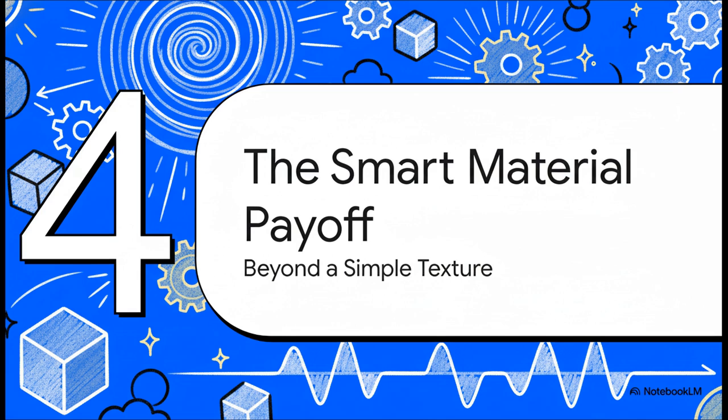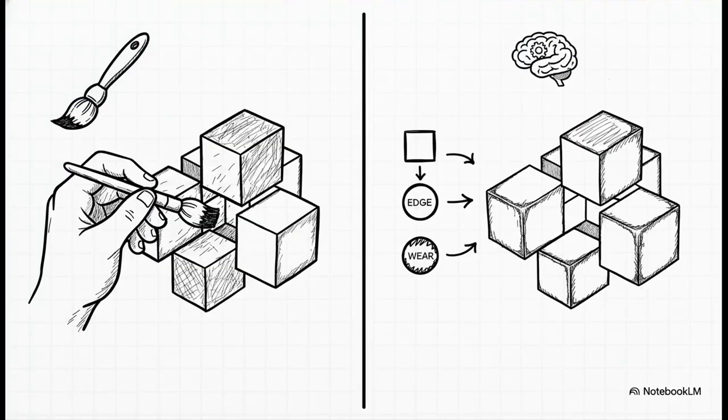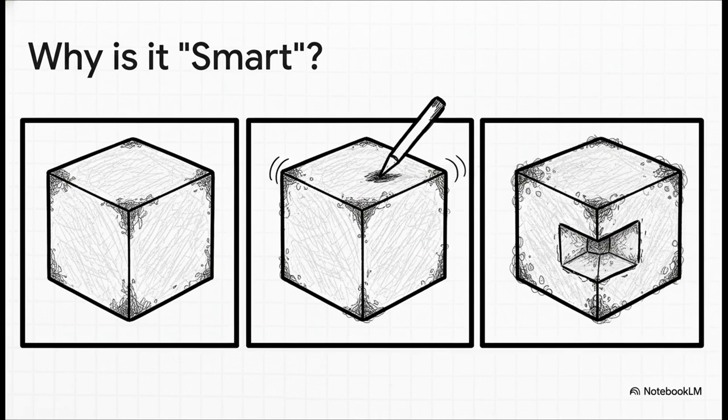But the true power of doing things this way procedurally goes way beyond just this one static texture. And this is the real game changer. Because we built this material using a set of rules and logic instead of just painting details by hand, what we've actually created is a smart material, an adaptive material. So what does smart actually mean? It means that if you change the 3D model, if you stretch it or add a new piece or change its shape completely, the material automatically updates itself.